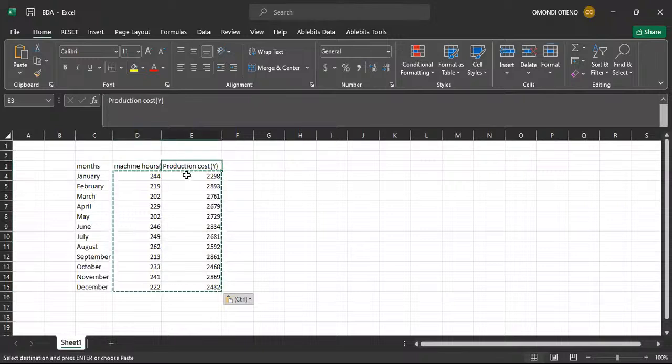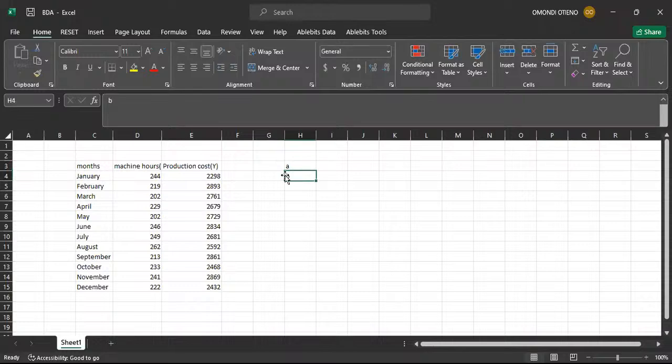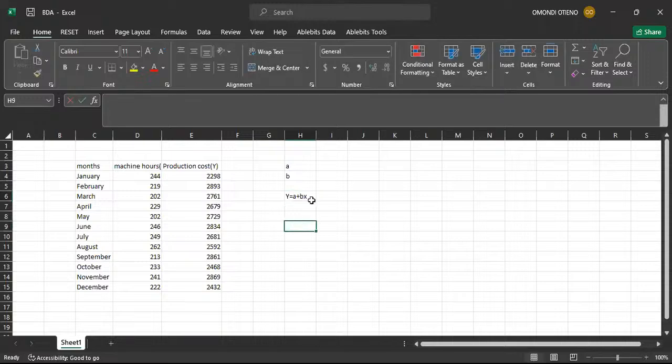So now go ahead to get us A and B, whereby A is the fixed cost, B is the variable cost per unit. And then after identifying the two, you should be able to give us Y equal to A plus BX. So go ahead and do that very fast.